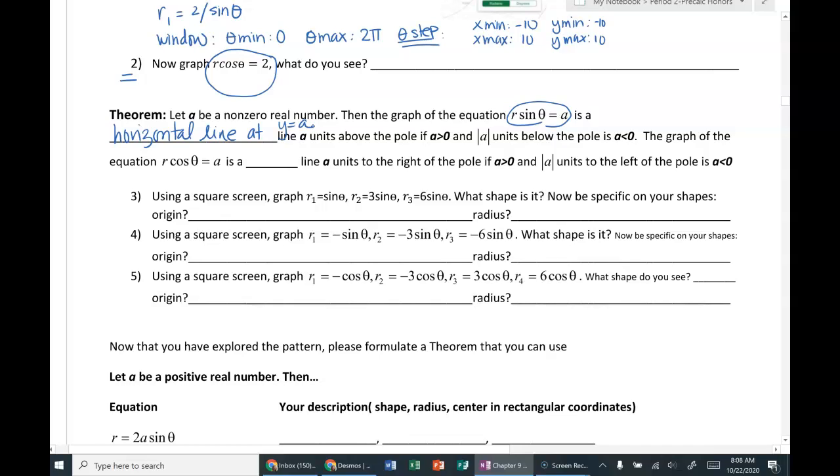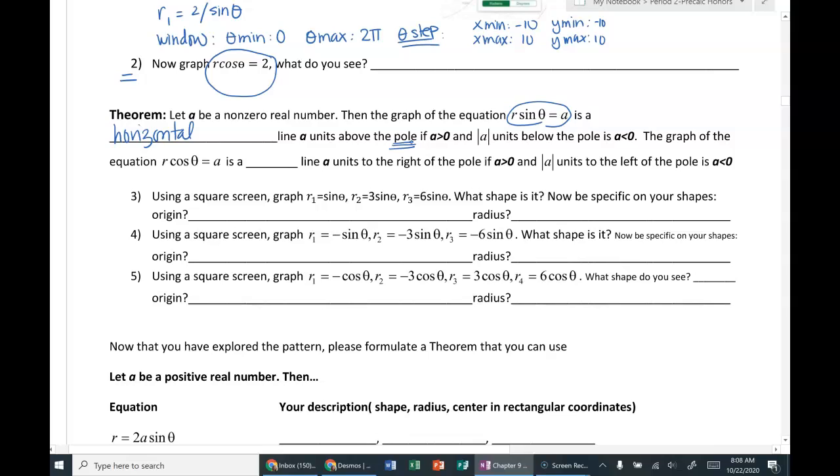Okay, there's a horizontal line at y equals a. How about this? I forgot that I already filled out that. It's just a horizontal line, and horizontal and line are already there. So look at that, I'm making it easier for you. It's a horizontal line, a units above the pole. Remember, the pole is right in the middle.